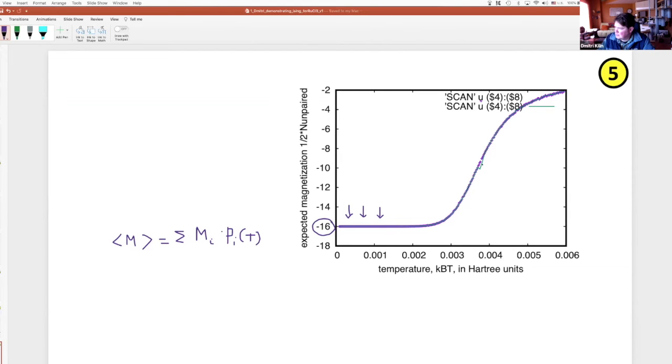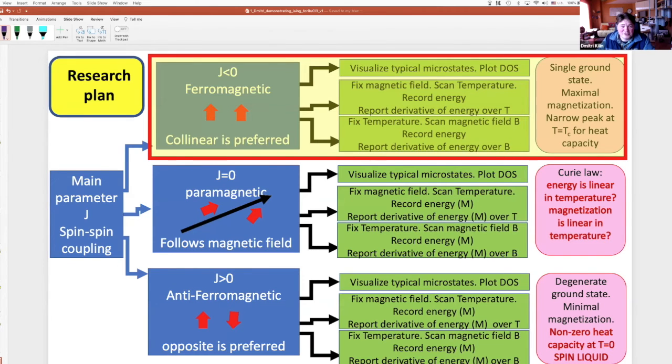And this is related to the transition from the ferromagnetic to the paramagnetic regime. So para, and this ferromagnetic. Okay, that's all I was able to do.